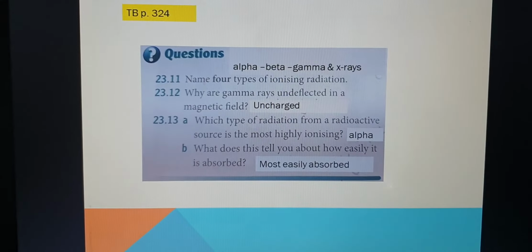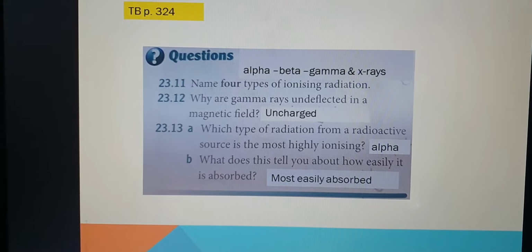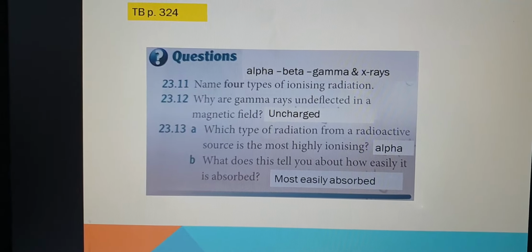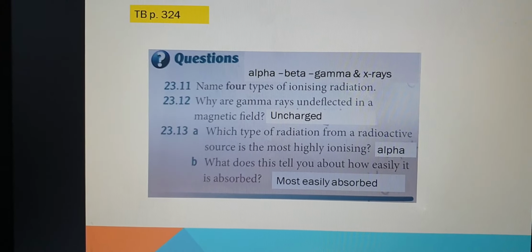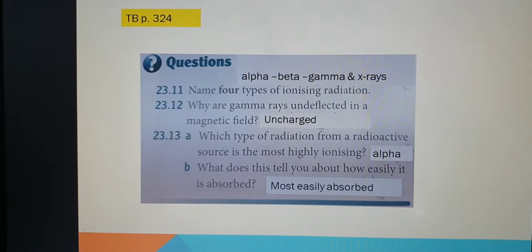Textbook, page 324, question number 23.11. Name 4 types of ionizing radiation: alpha, beta, gamma, and X-rays.